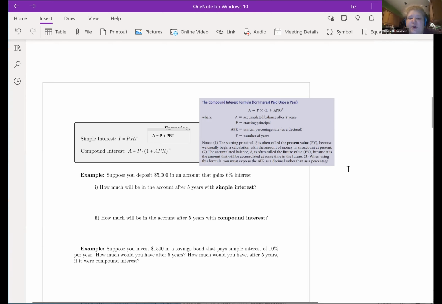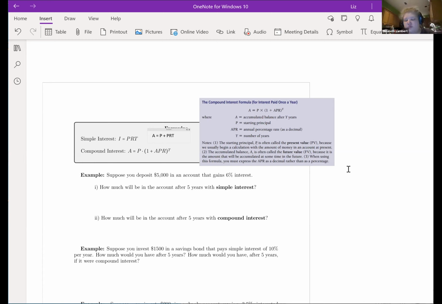So here they had another note. The principal is often called the present value because that's what we start with. That's what's in the account at present. And then the accumulated balance, which is why it's A, is often called the future value because it is the amount that will be accumulated at some point in the future.